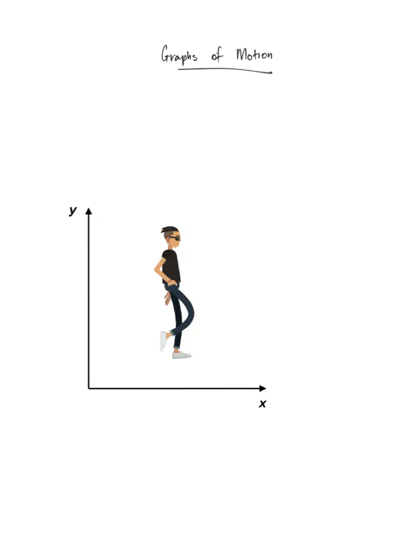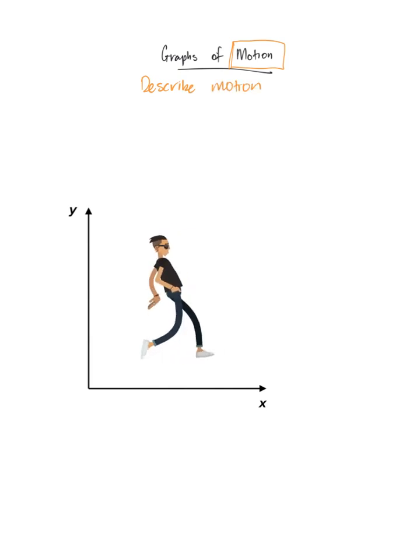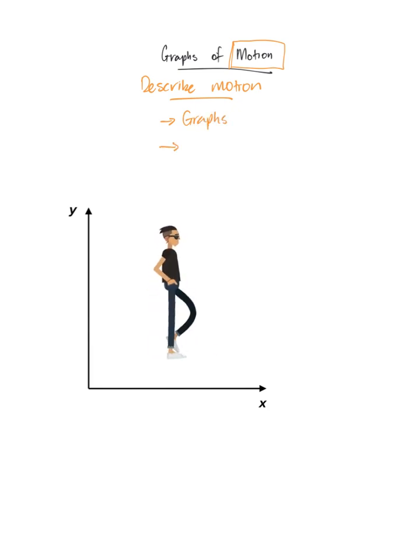So now that we understand what we mean by the idea of motion, we need to actually find ways of how to describe motion. So in order to describe motion, we can do it in two ways. We can either use graphs or we can use equations.